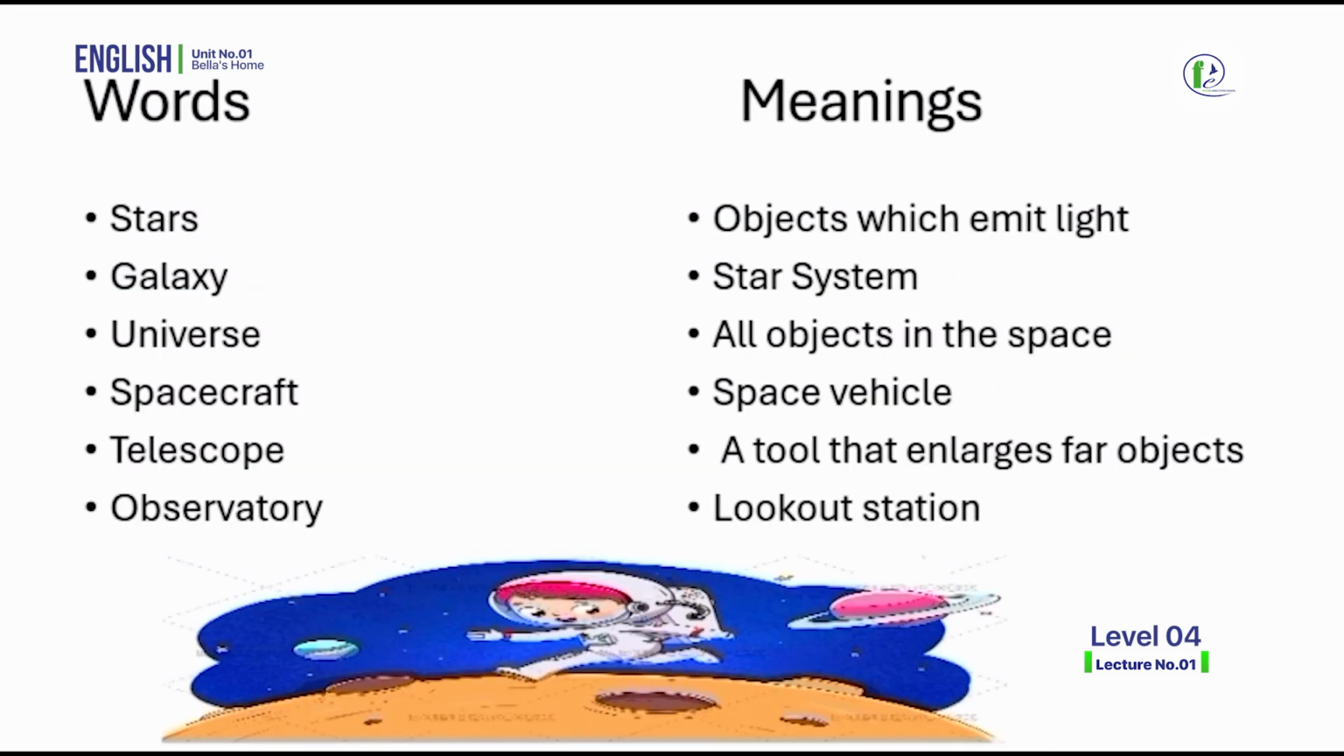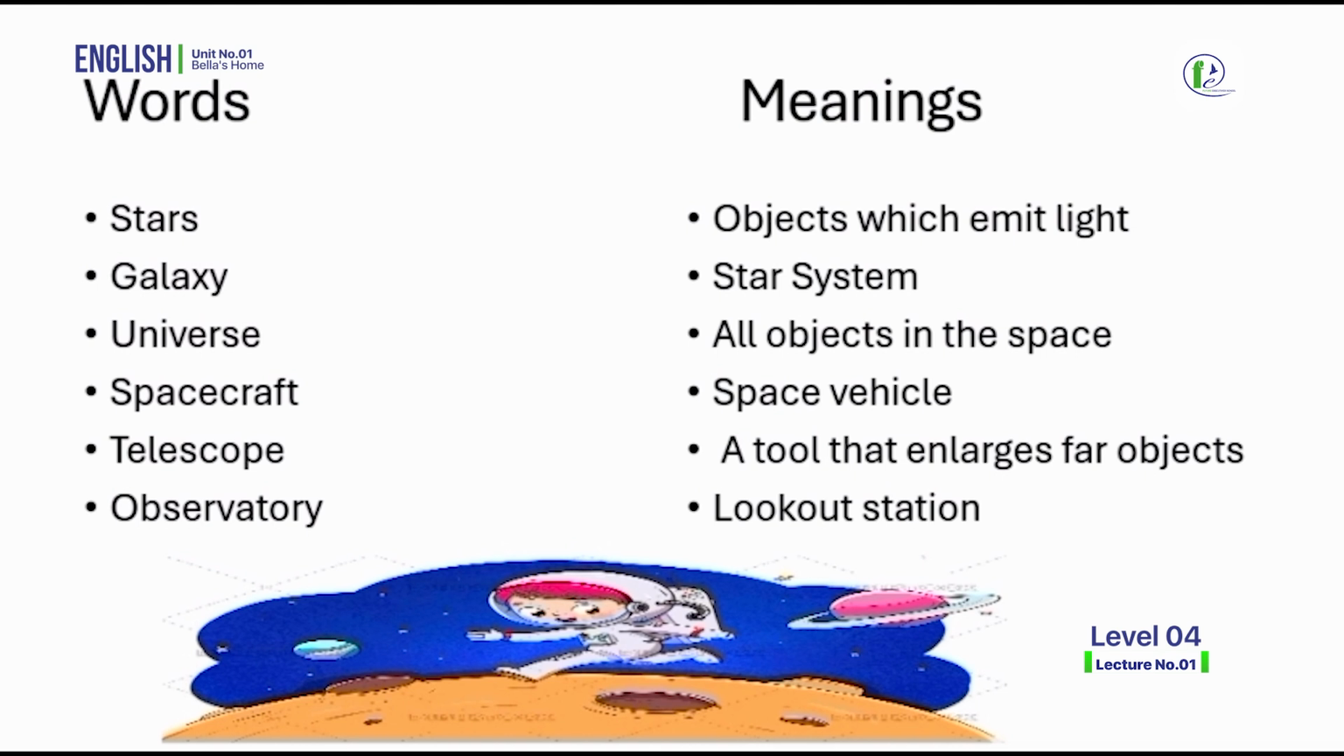The next word is stars. Stars are basically objects which emit light. So we can say stars are huge balls that produce light and heat. So what is the meaning of star? Objects which emit light. The next word is galaxy.